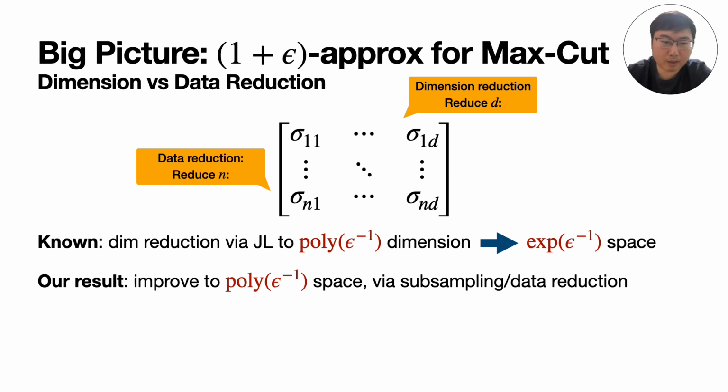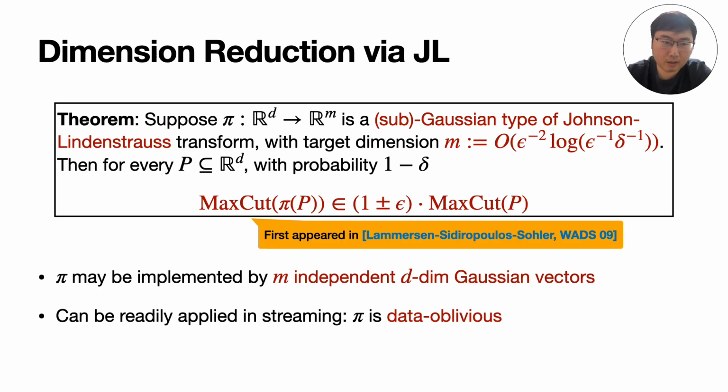Approach-wise, we use a subsample or data reduction approach, which is conceptually related but also fundamentally different from dimension reduction. Even though the dimension reduction is not new and is not the focus of our work, and was first proved in a paper by Lammersen et al., we still decided to talk about it, and we give an alternative simpler proof of it in our paper.